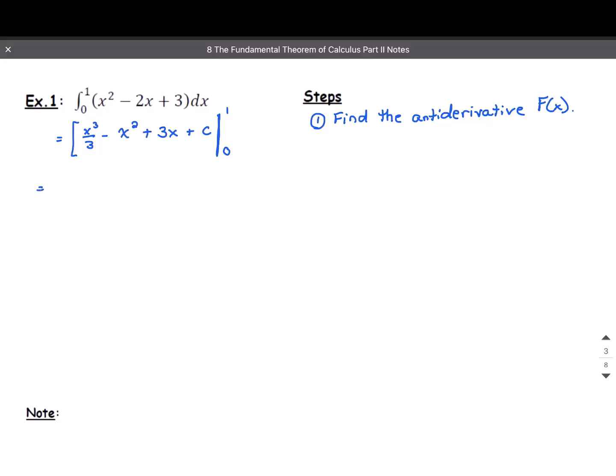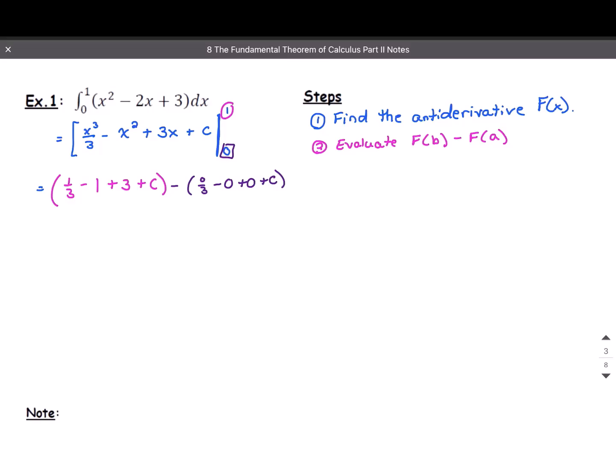We're going to plug in. Now here's step 2. Step 2 is we evaluate the antiderivative at the upper limit minus the antiderivative at the lower limit. So we're going to take 1 first. 1 cubed over 3 minus 1 squared is 1, plus 3 times 1 is 3, plus c. And then we're going to take this lower limit and plug it in. And we're going to have 0 thirds minus 0 plus c.